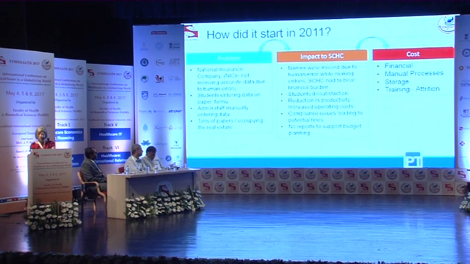So the impact to Symbiosis were that names were often being missed due to human errors. And Symbiosis had to bear those financial coverage for those claims and accidents. The students weren't happy. They said, I've sent my information in, I've done my job, I've sent my forms. There was a reduction in productivity for the staff because they were often searching for information or trying to resolve errors. There's potential compliance issues leading to potential fines, and there were no reports to support budget planning. The data was not obtainable. It was in manual processes or in multiple locations.